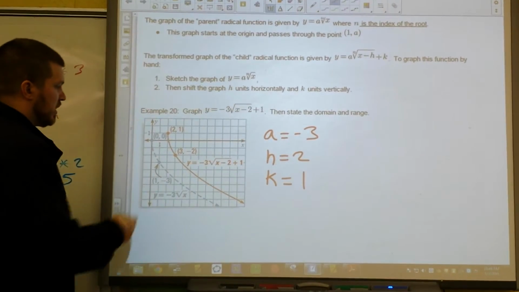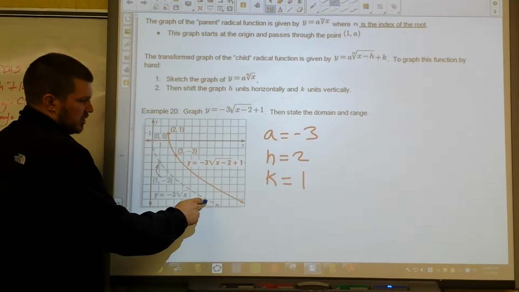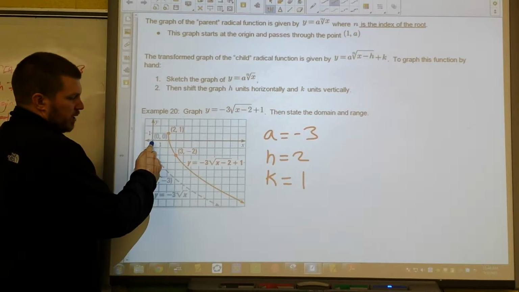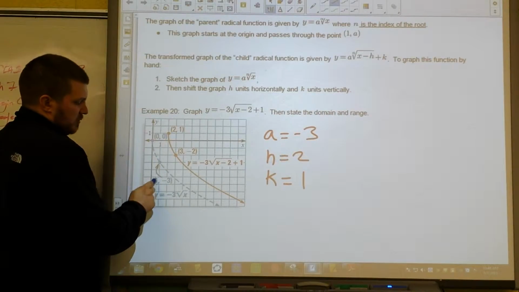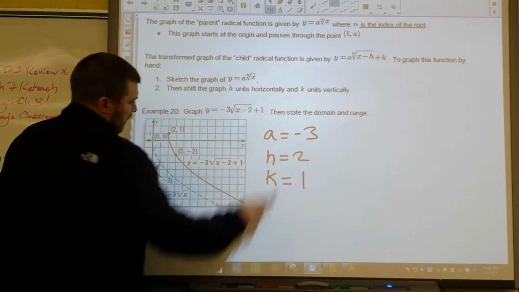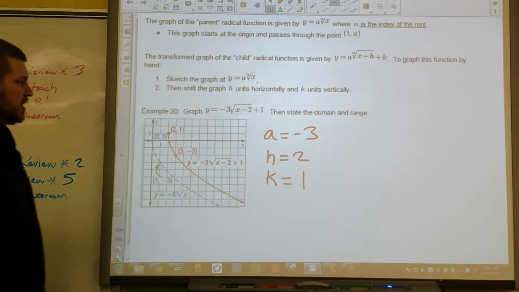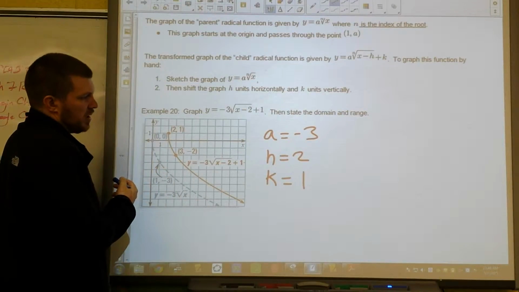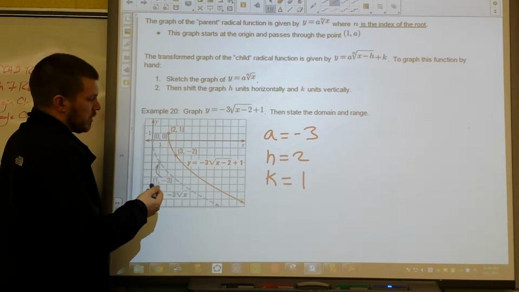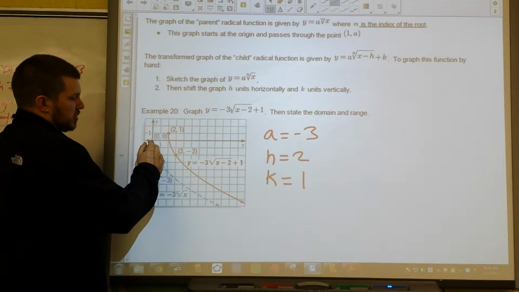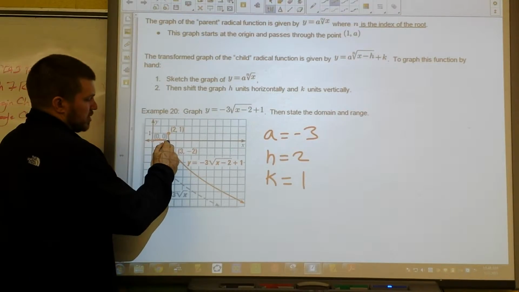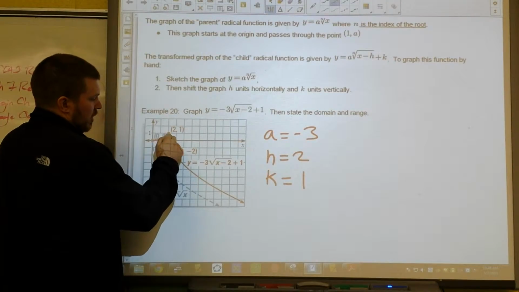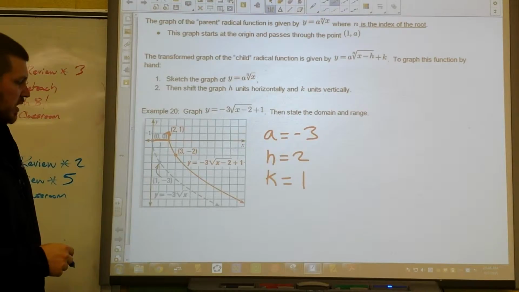Again, blue is the parent function. We know the parent function for radical functions always goes through (0, 0) and the point (1, a). So on this graph, it's going to be (1, negative 3) because that's our a value. That checks out. And to get to our child function, we're told to shift the graph h units horizontally and k units vertically. So I'm going to start at (0, 0), h units horizontally, so that's positive 2, so I go to the right. And then k units vertically, so that's positive 1, so I go up. And I get to (2, 1), exactly like I'm supposed to.